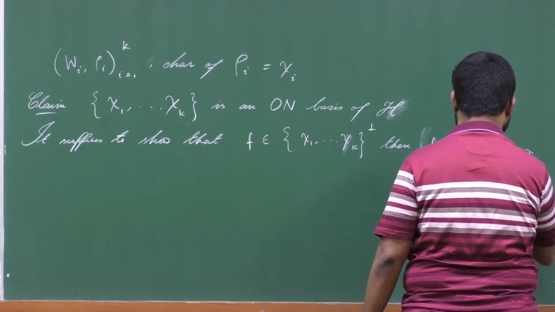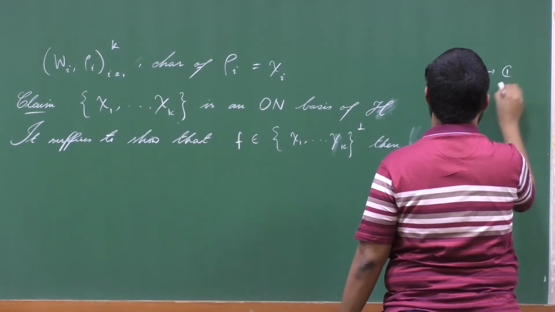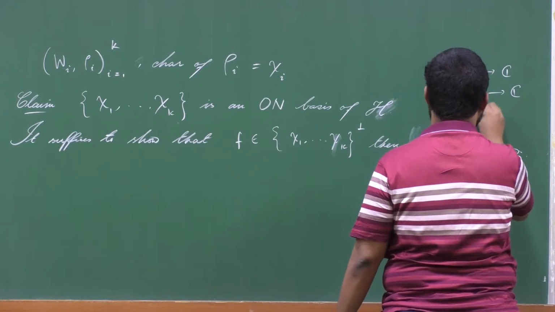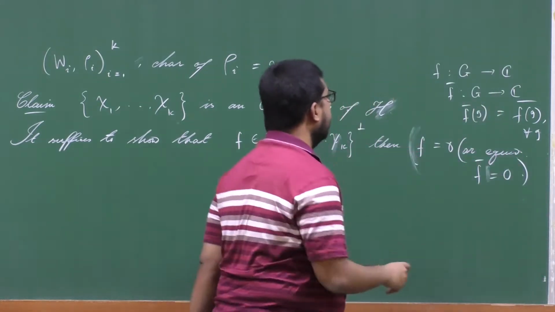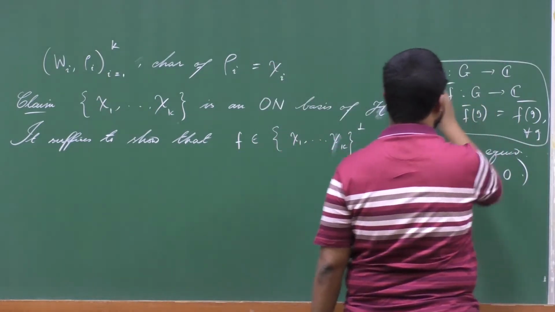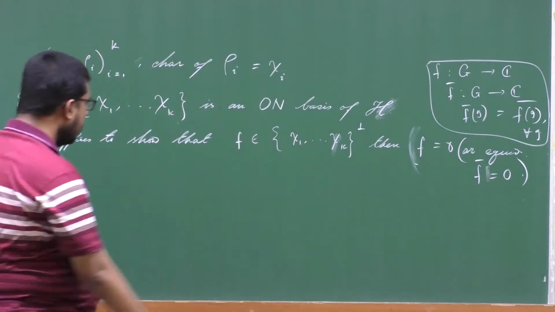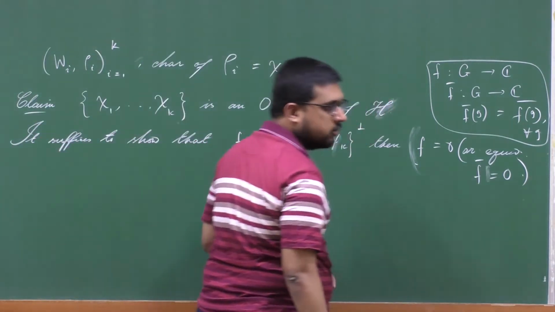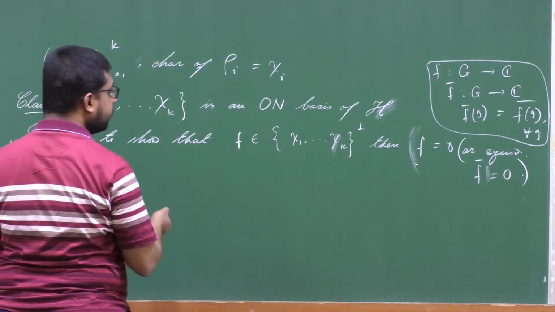Equivalently, f bar is 0. How is f bar defined, given a function f from G to C? f bar is the function from G to C defined such that f bar of g is nothing but the complex conjugate of f(g) for every g. So it is clear that f is 0 everywhere is the same as saying f bar is 0 everywhere. So we show that if f lies in the orthogonal complement, then f bar is going to be 0. That is enough.